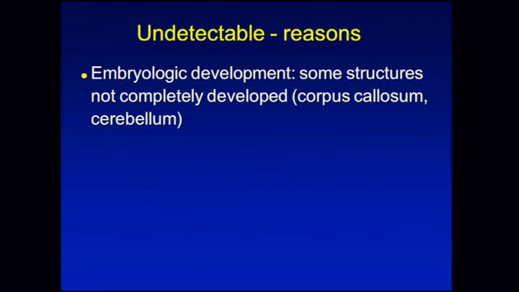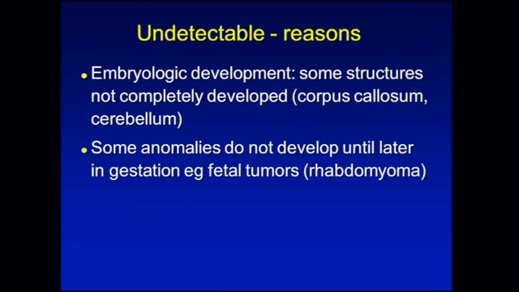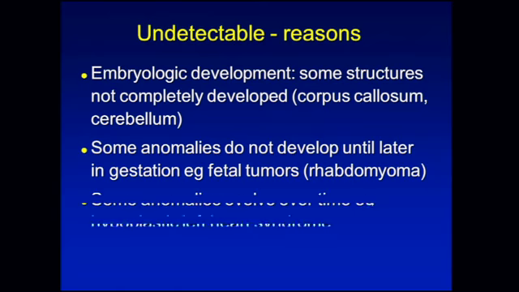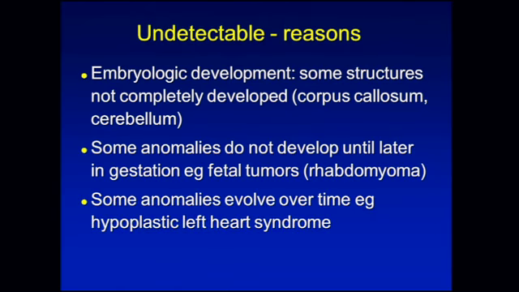Well, first of all, because of embryologic development, some structures are not completely developed, such as the corpus callosum and the cerebellum. Some anomalies do not develop until later in gestation, for example, some fetal tumors. And some anomalies evolve or progress over time, so they become more obvious, such as hypoplastic left heart syndrome.